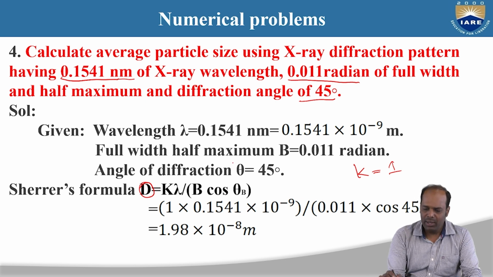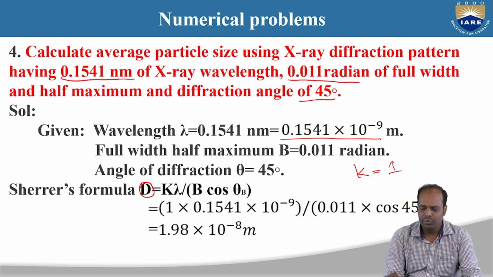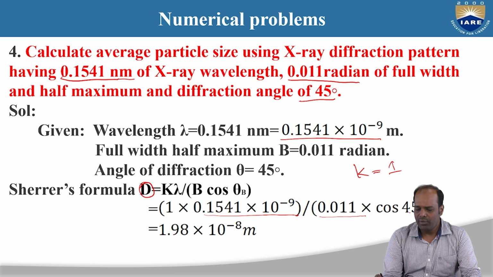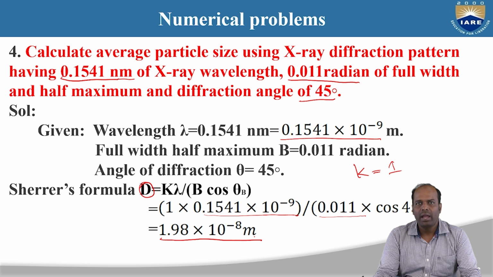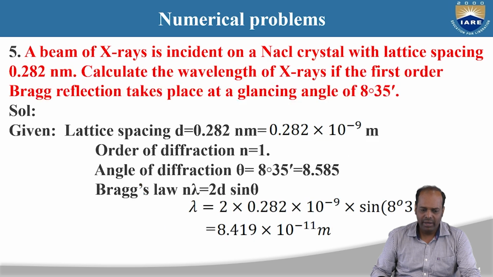Next, lambda is the wavelength, we know. We have just substituted the value. Then they gave the full width of maxima, beta. Cos of the angle of diffraction, theta equal to 45. So with the cos 45 value, the resultant value we are getting is 1.98 into 10 to the power of minus 8 meters. Next problem.